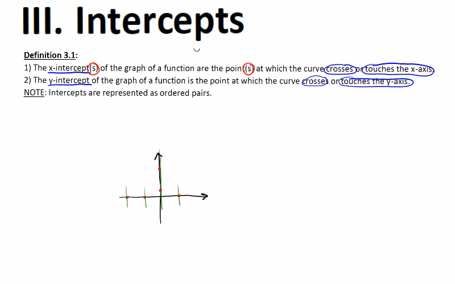And one final note here about intercepts. When I ask you to state the intercepts for a function, I want you to write them as ordered pairs. So that's going to be x comma y ordered pair.